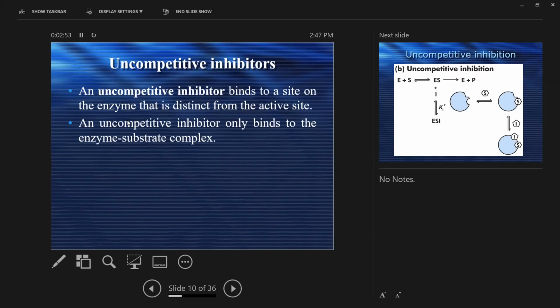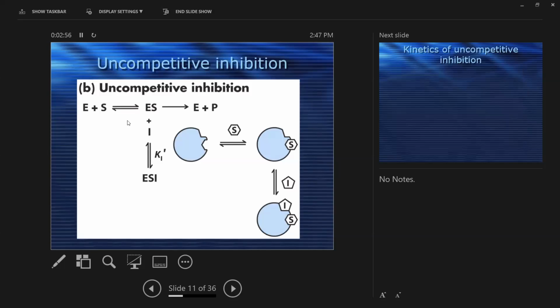All right, so the kinetics for this reaction will look like this. You have an enzyme and substrate. That goes to enzyme substrate complex. But this inhibitor binds to that enzyme substrate complex. That complex must dissociate before product forms. That is the nature of an uncompetitive inhibitor.